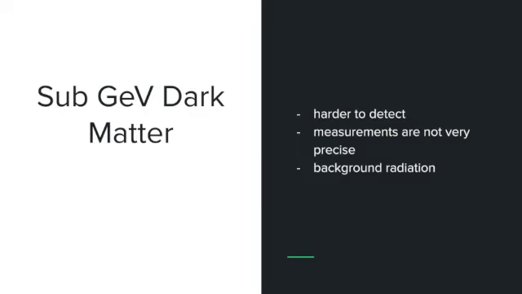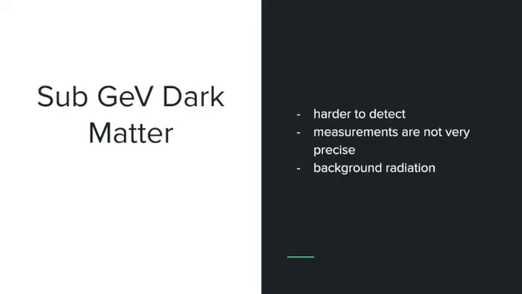Now, what about sub-GeV dark matter? Well, the main issue with sub-GeV dark matter is it's harder to detect, the measurements are not very precise, and there is background radiation in the measurements, which really affects the accuracy of these measurements.